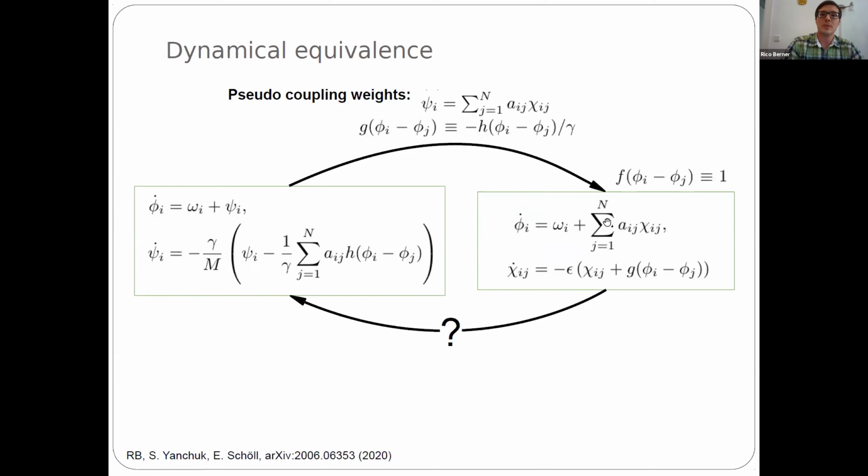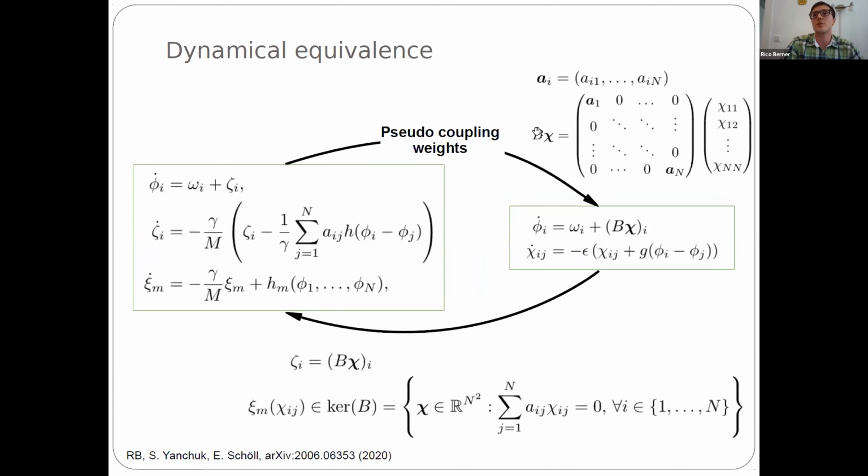All right, so we also have to prove the back direction, so in which sense they are equivalent. And this can be done if we consider this equation and rewrite it in a matrix-like form. So we introduce a matrix. It's an n in the lines, an n squared in the rows, dimensional matrix, B. The lines are just given by the lines of the adjacency matrix, and then they are stacked upon each other. Then we have the vector consisting of all the pseudo coupling weights.